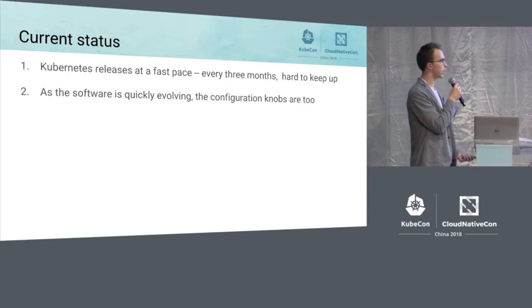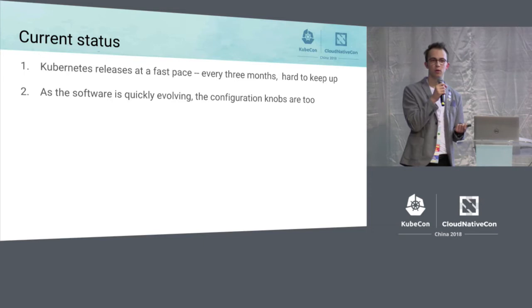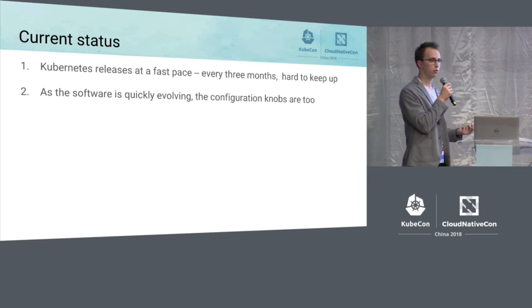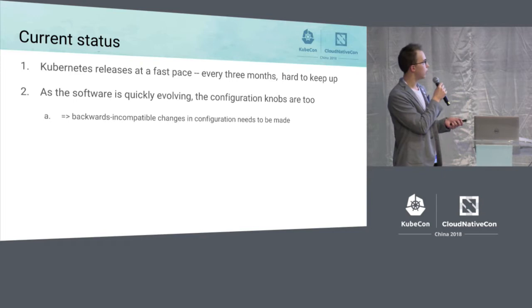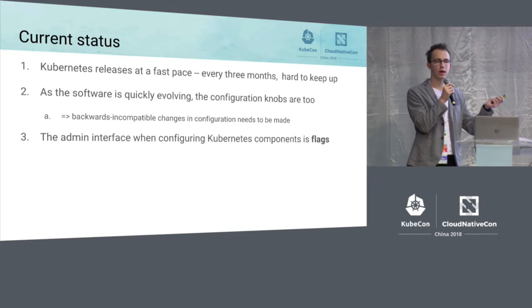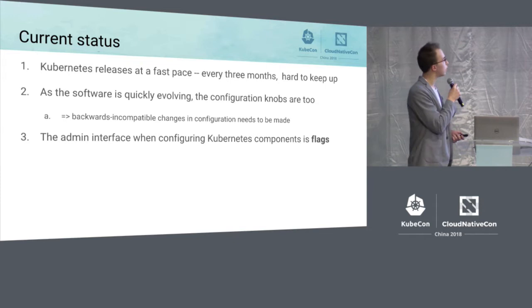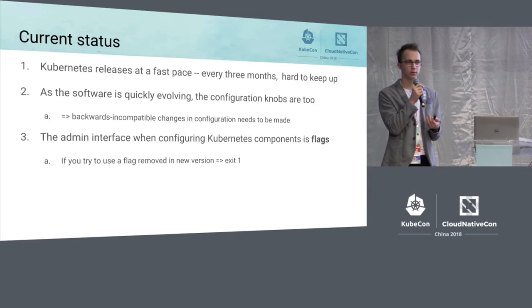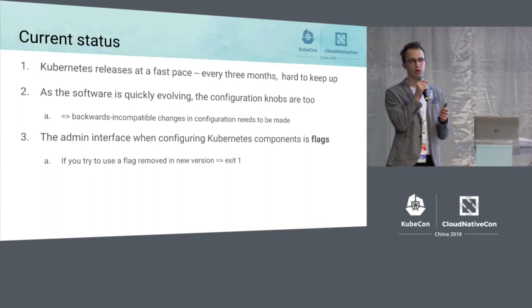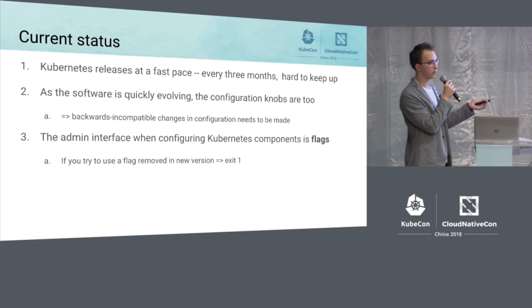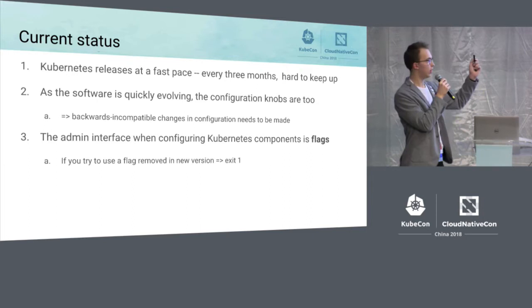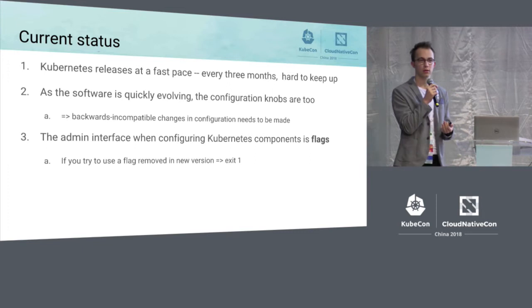That can be very dangerous if you just flip the version and defaults have changed. You're now running with a different configuration than you used to. It's evolving very fast, so when backwards incompatible changes are made, they can easily break your cluster with the flags. Right now, if you want to set a parameter on the API server, for example what address it should listen on, you specify --bind-address or another similar flag. But if that flag was removed in a version, then when you upgrade, the component is going to fail because it doesn't recognize it anymore.